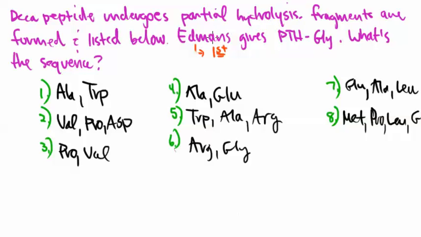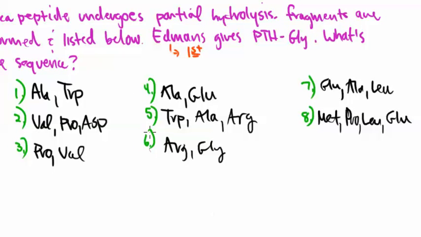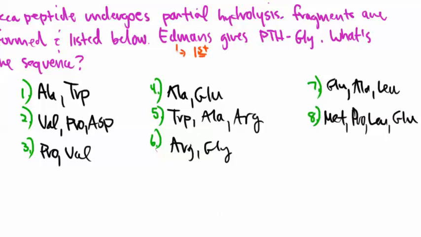So again, we've taken this protein and we've broken it up into chunks. And the chunks are listed below. This again is going to give you 8 different chunks, and here they are: 1, 2, 3, 4, 5, 6, 7, and 8. It says the fragments are formed and listed below. Edman's reagent gives PTH glycine.